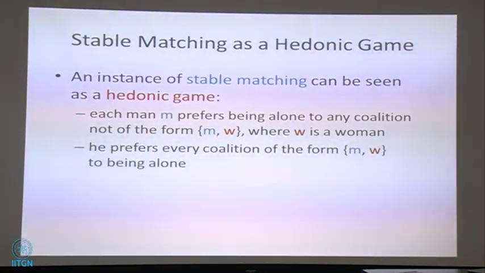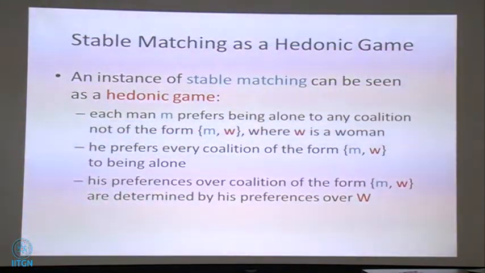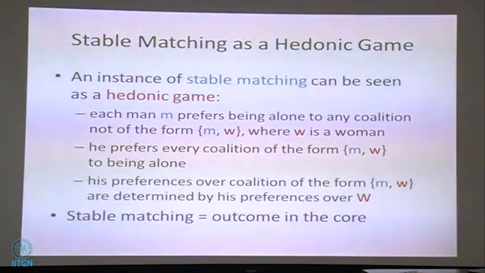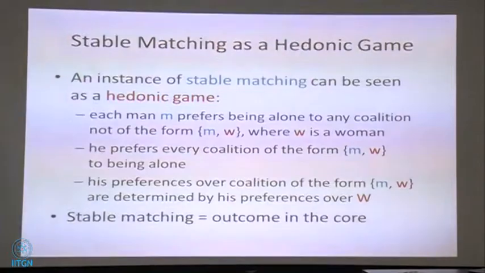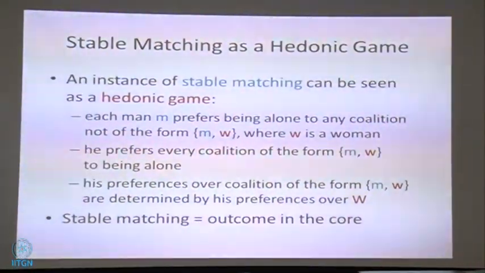So the guy prefers every coalition of this form to being alone, or being in a large coalition, or being in a coalition with another guy. And his preferences are determined by his preferences over women. Now, stable matching here corresponds to an outcome in the core. Think about it again: what does it mean for a partition to be in the core? It means that no one wants to deviate. What are the potential deviations here? Deviations can only be towards desirable pairs, and desirable pairs are pairs man-woman.